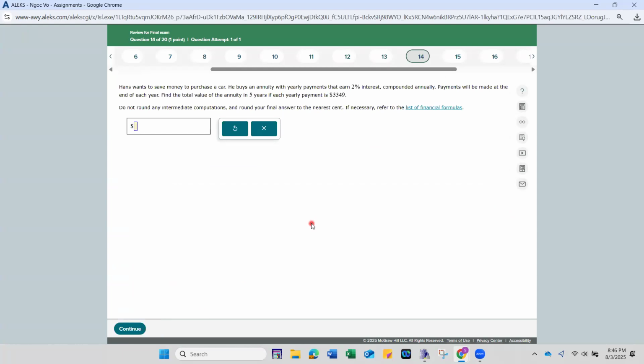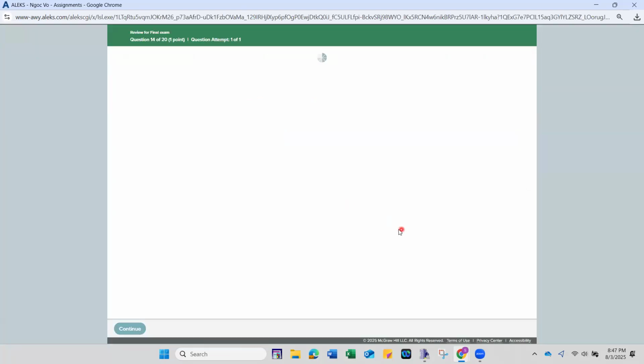Next question, little interesting here. In this question, you can see the word annuity. This is the keyword. Interest rate, 2%. Another keyword, compounded annually. Timing, 5 years. And each year payment is 3,349. Once again, you have a link to look for the financial formula. Here, I will use the explanation.